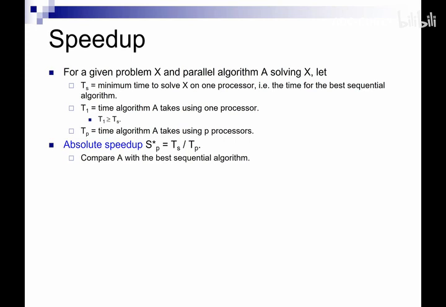The first measure for speed up is called absolute speed up. We're going to write this S star sub P, and this is defined as TS divided by TP. What this is capturing is that TS is the time for the best sequential algorithm, and TP is the time for algorithm A using P processors. So we're basically comparing algorithm A with the best sequential algorithm when we have P processors for A.